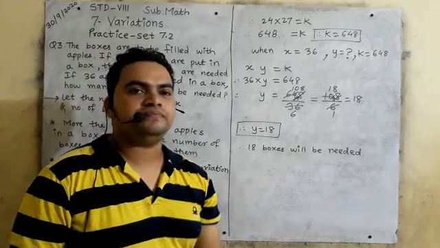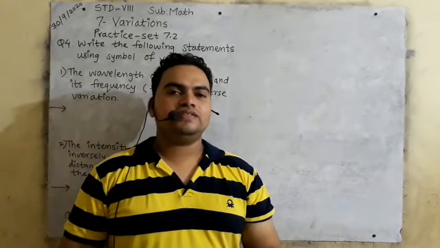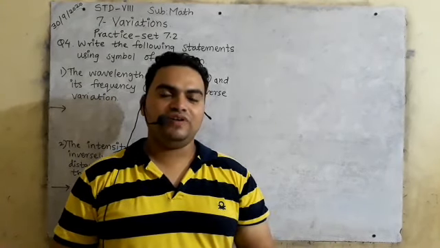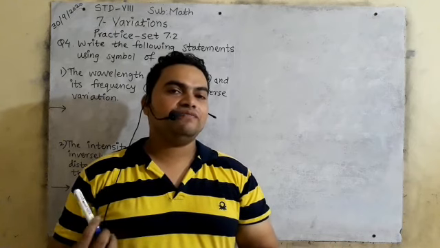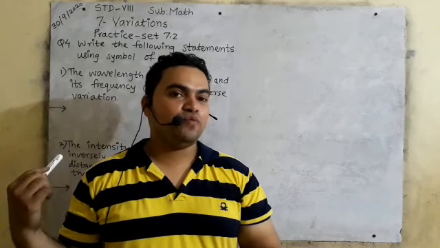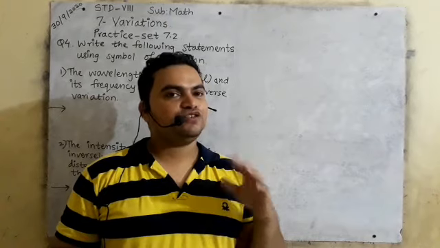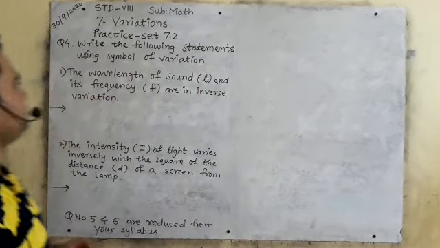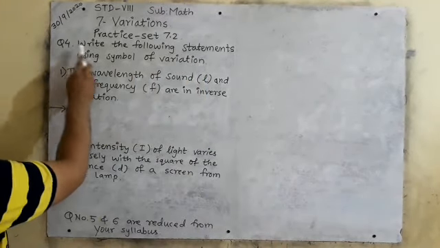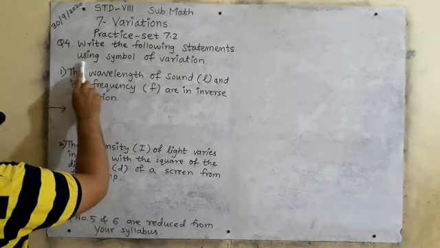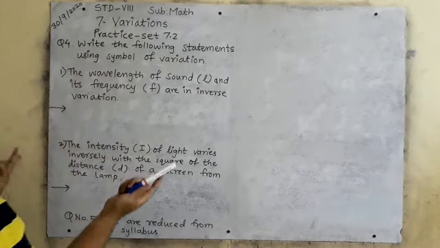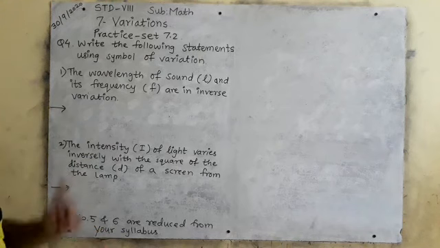Very simple. Dear students, now we will see question number 4, which is very easy, as we have solved this kind of question in 7.1, question number 1. Here it is question number 4. Please look at the board. Question number 4: write the following statements using the symbol of variation. We have to use only the symbol for 1 mark.